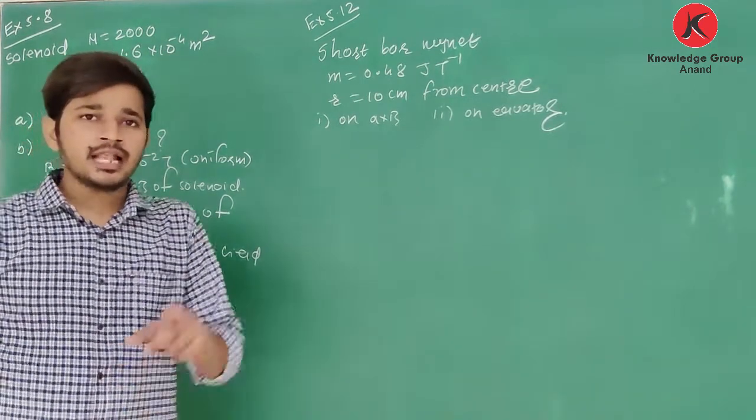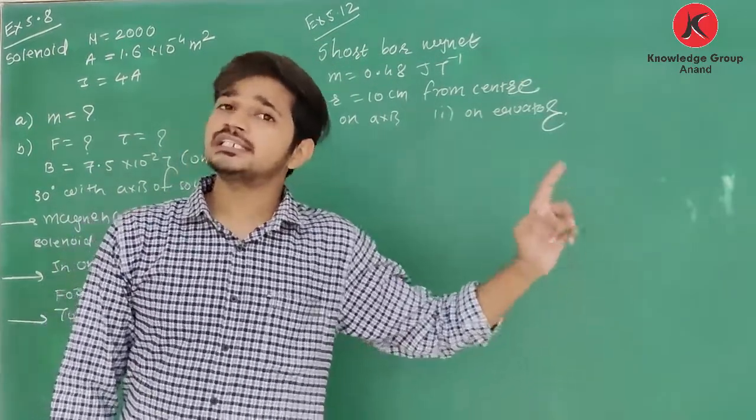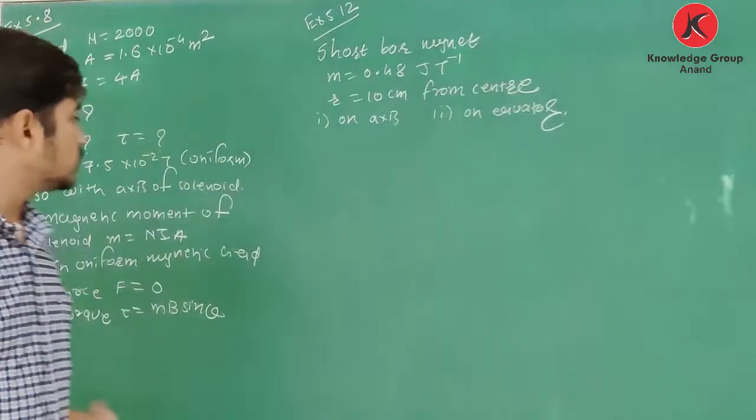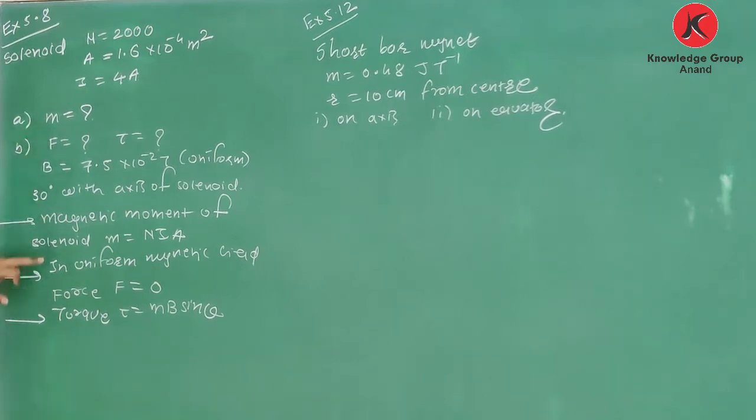Remember chapter 1, electric dipole in a uniform electric field, the total force on it is 0. Clear about this? So on this equation you have to find tau. Tau is equal to mB sin theta. M is from the first question, it is NIA. B is given here as 7.5 × 10⁻² Tesla, and theta is given as 30. Clear about this? Now the next question.